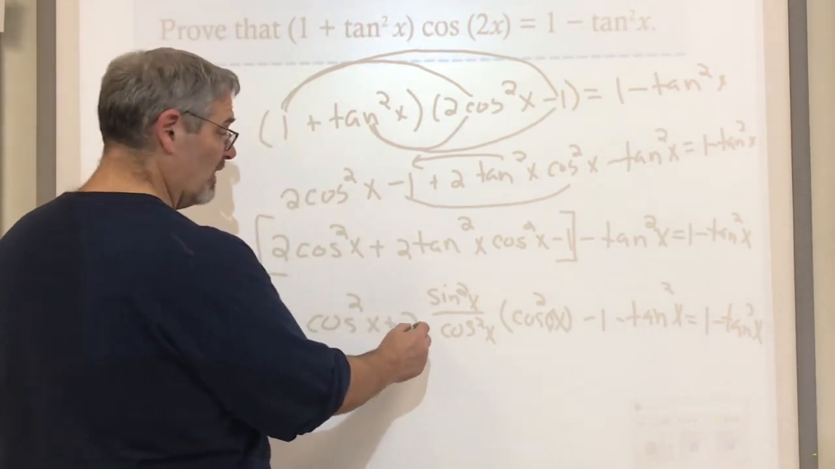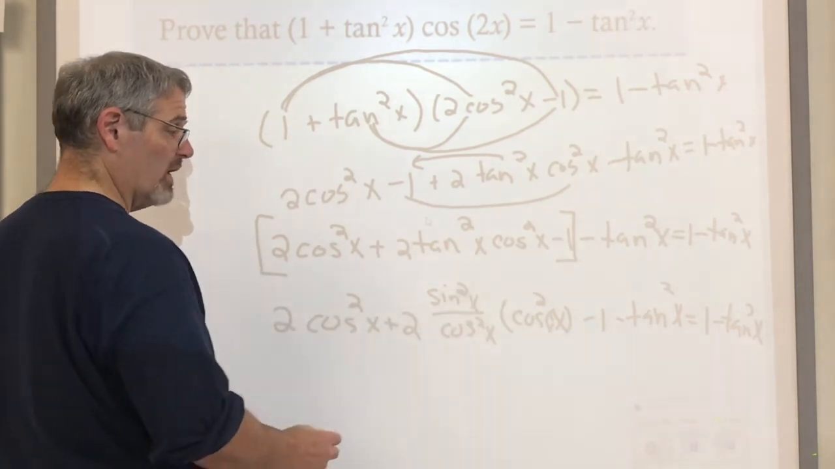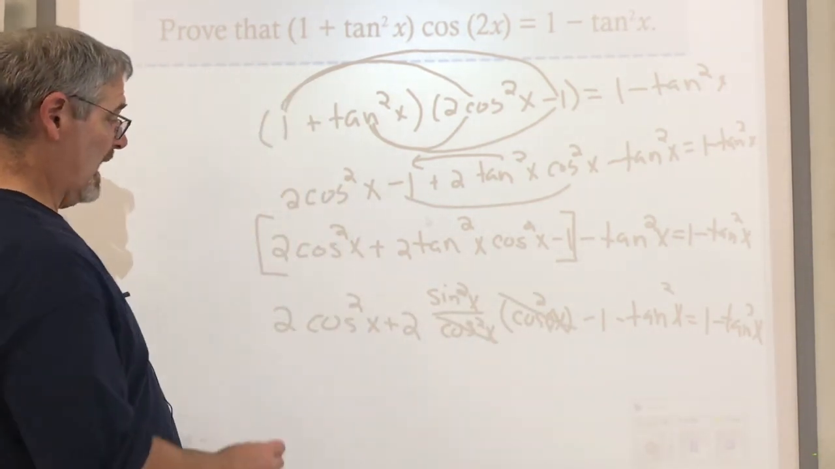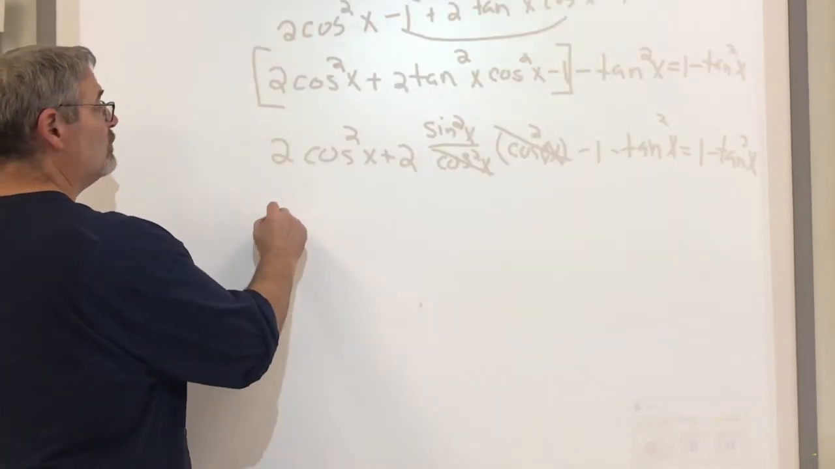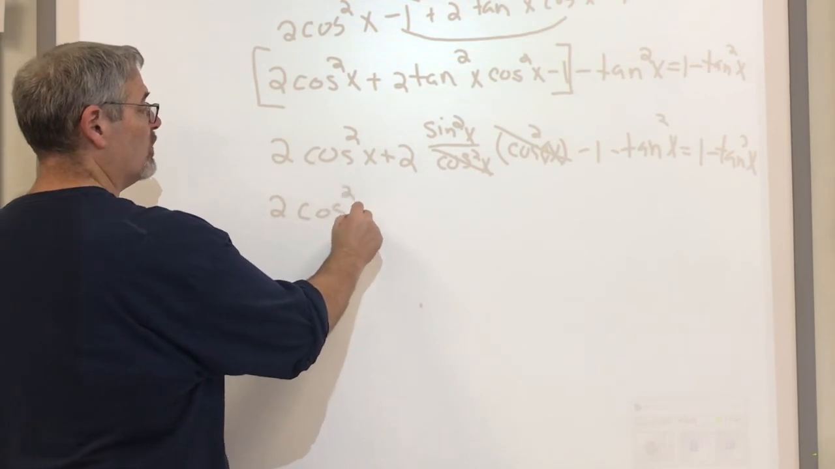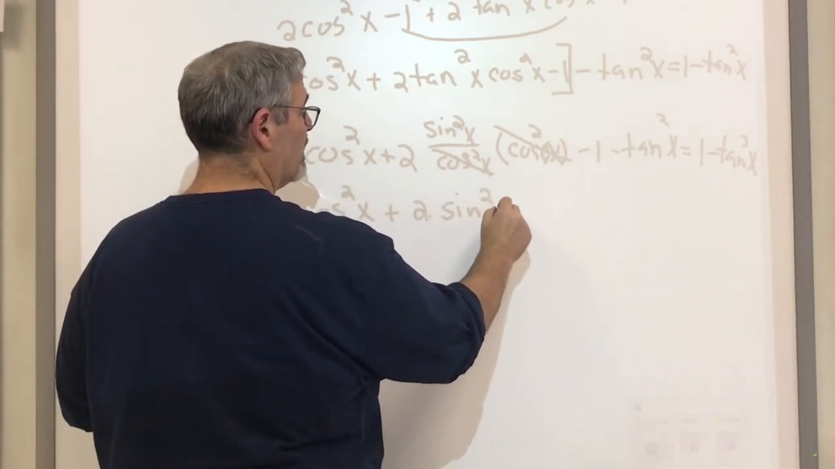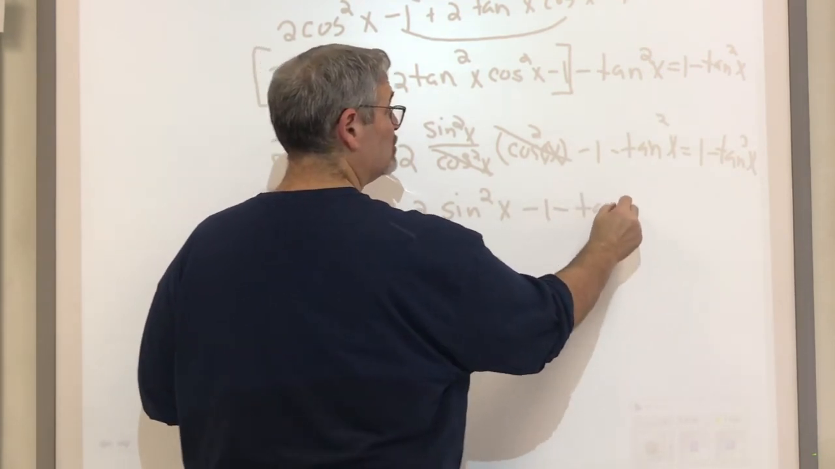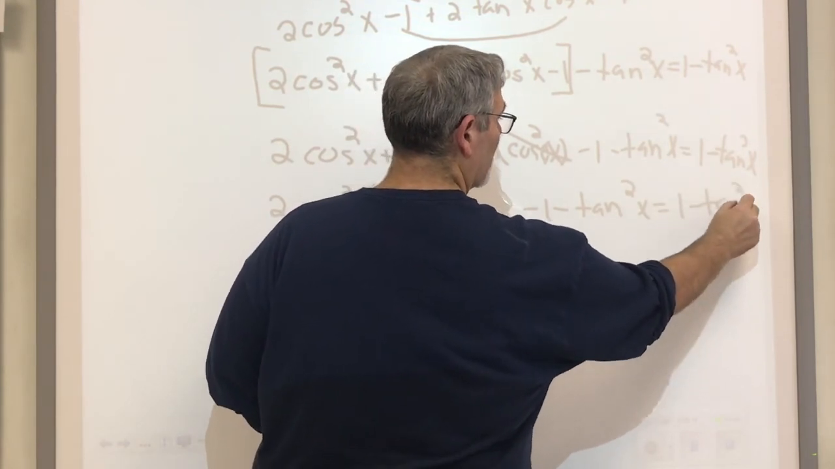Now, here, if I'm multiplying sine squared x over cosine squared x times cosine squared x, the cosines will cancel. And this will leave me with 2 cosine squared x plus 2 sine squared x minus 1 minus tangent squared x equals 1 minus tangent squared x.